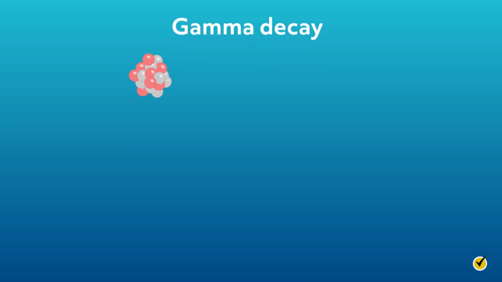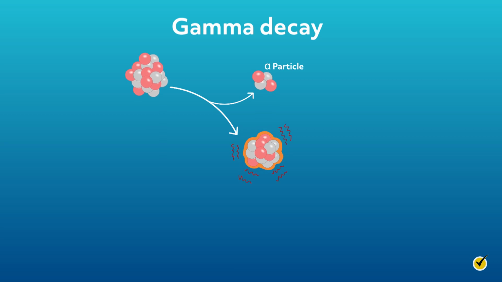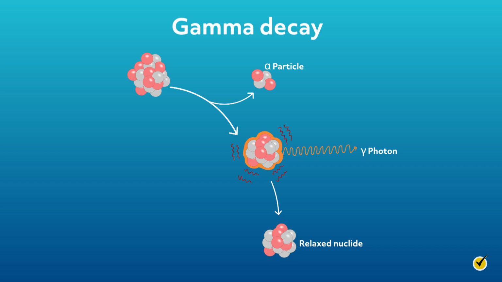Lastly, let's talk about gamma decay. Gamma decay involves the release of high-energy gamma radiation. And this often happens just after alpha or beta decay, when the resulting daughter nuclide is still high energy and relaxes by releasing gamma radiation. Gamma rays are photons, so they carry no mass and thus do not affect the composition of the nuclide.